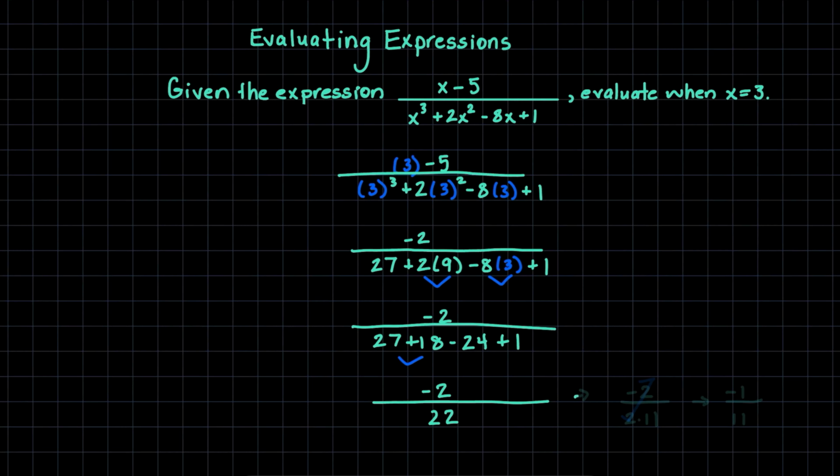As you know, we never leave anything unsimplified. So negative 2 over 22 is 2 times 11. We have a 2 and a 2 that's simplified to 1. So our final simplified answer is negative 1 over 11.